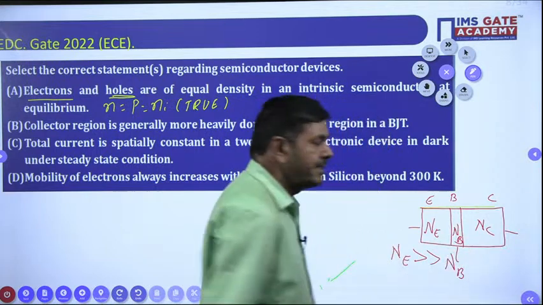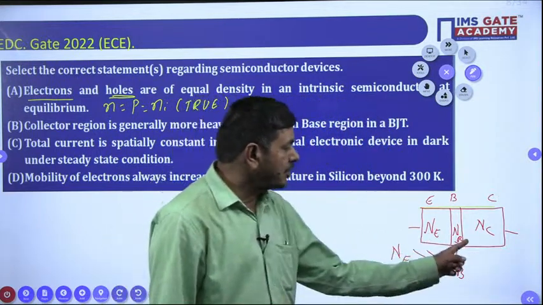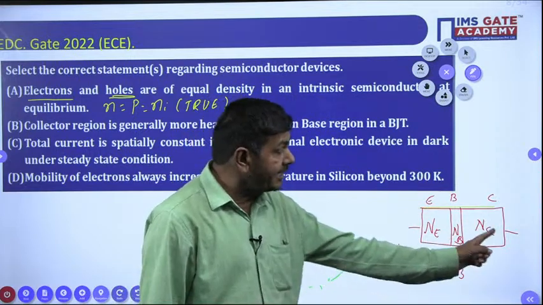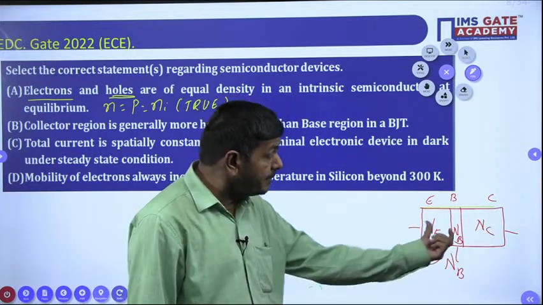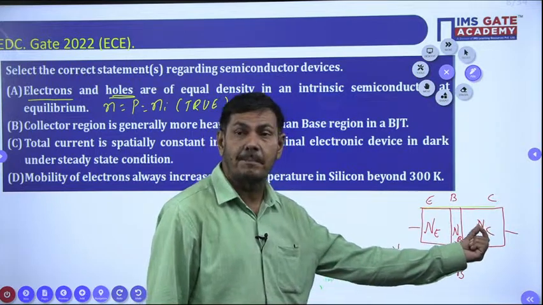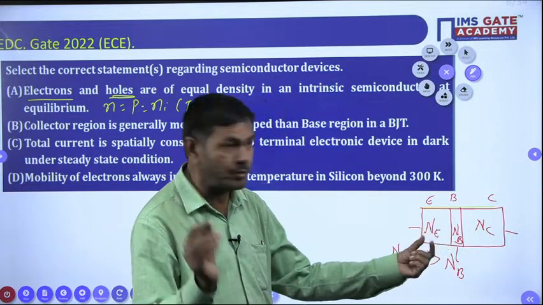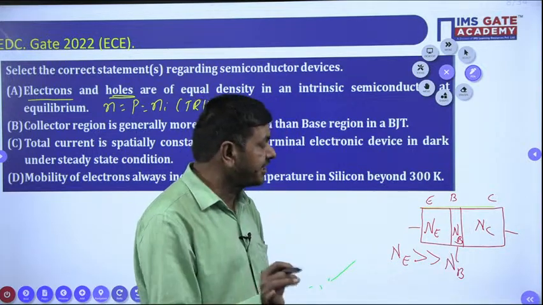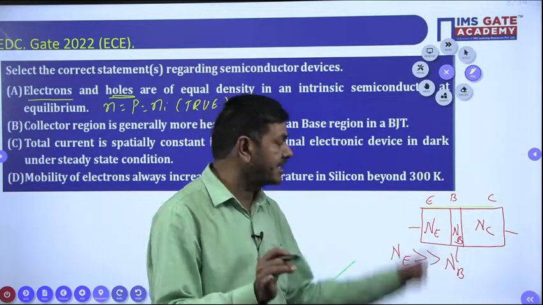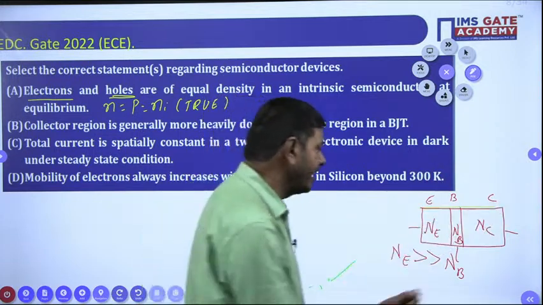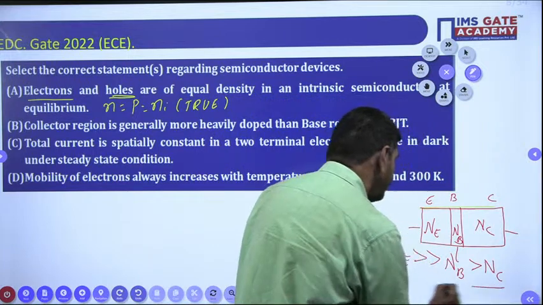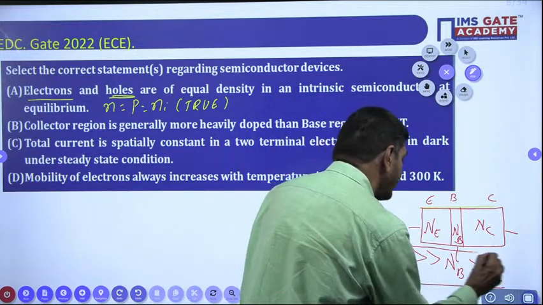As compared to the base only. But if you compare these two, Ne is large, Nb is small. Nb and Nc, if you make a comparison, Nb is always large, Nc is very small. Per cm cube, I am not saying total length, per cm cube, the concentration existing at the base is large as compared to the collector only. That's why Nb is greater than Nc. Based upon this, the design of the transistor will be made.